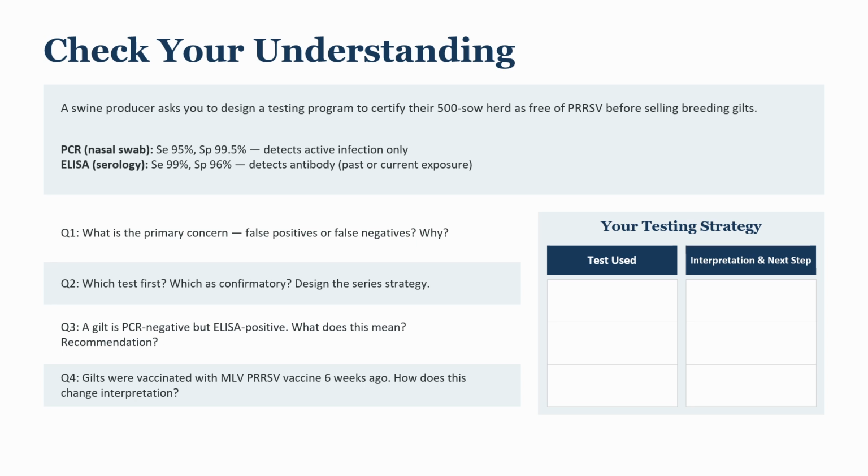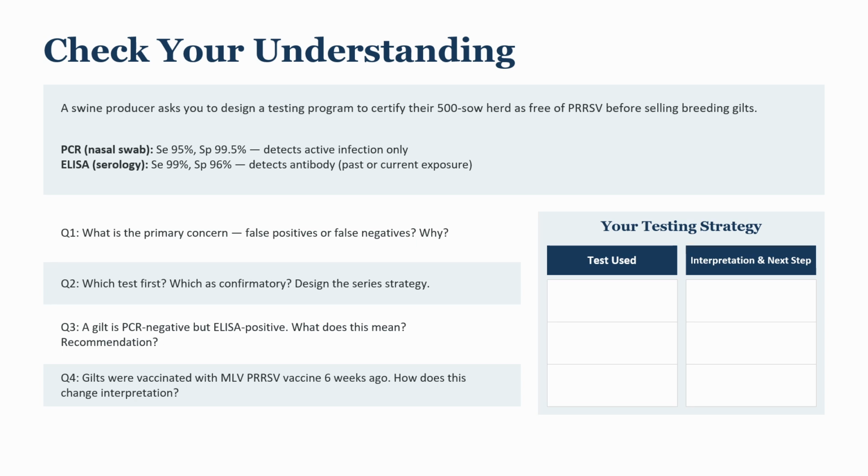Question 4. PRRSV vaccination 6 weeks prior completely changes the interpretation of ELISA results. Vaccination generates antibody, and ELISA cannot distinguish vaccine-induced antibody from natural infection-induced antibody. Every vaccinated gilt in this herd will likely be ELISA positive, regardless of true infection status. This is a major spectrum bias and misclassification problem. In this context, you must rely on PCR alone as your primary test.